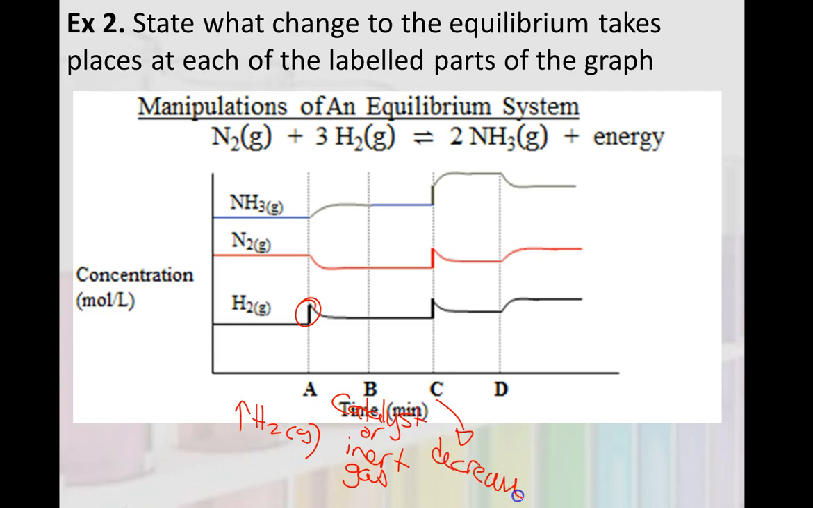And the reason I would say that is a decrease in volume is because there are 4 moles of this, 2 moles of this. So if I decrease the volume, the system increases the side that has the least amount of moles. And ammonia has the least amount of moles, so it would create a whole bunch of ammonia and decrease the amount of nitrogen and hydrogen. The last one, D. What happened at D?